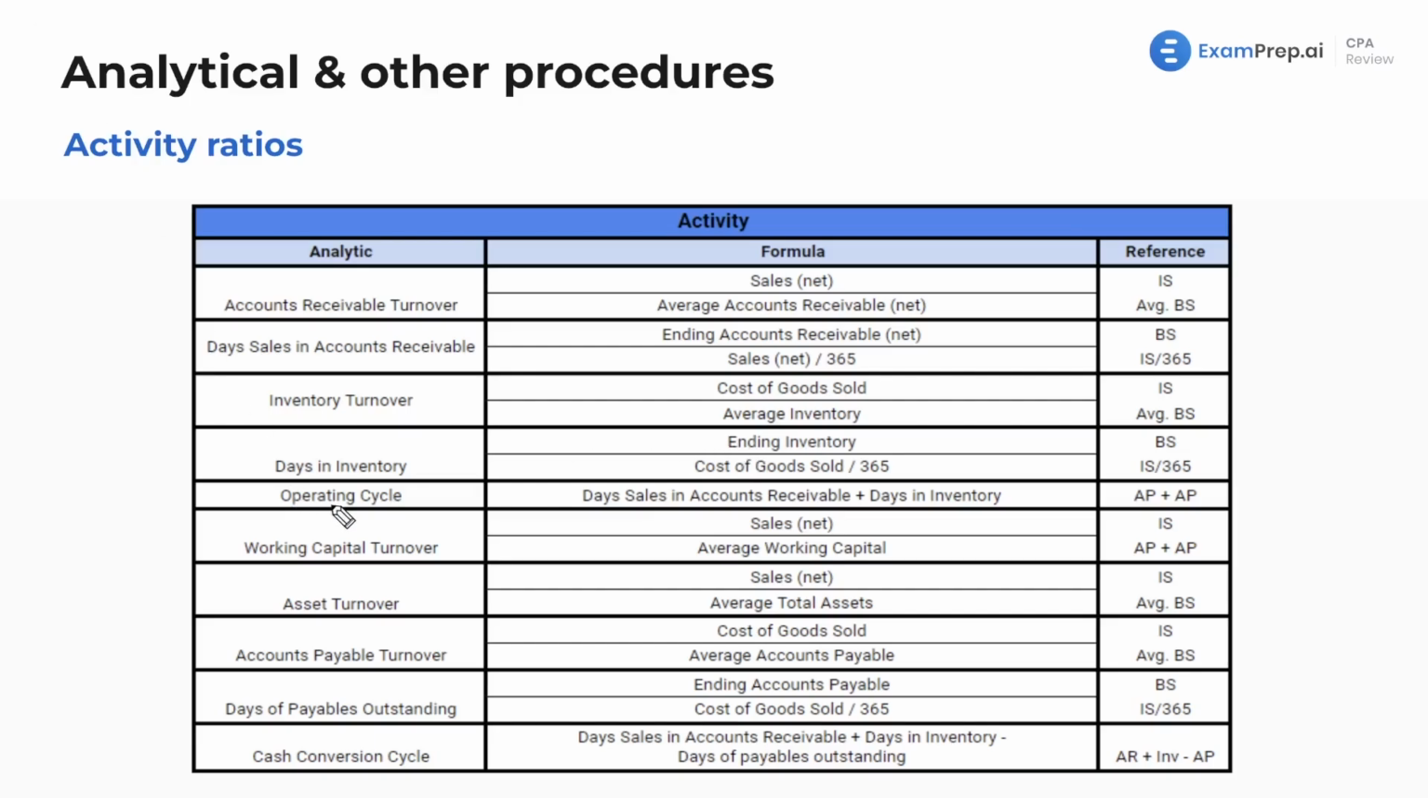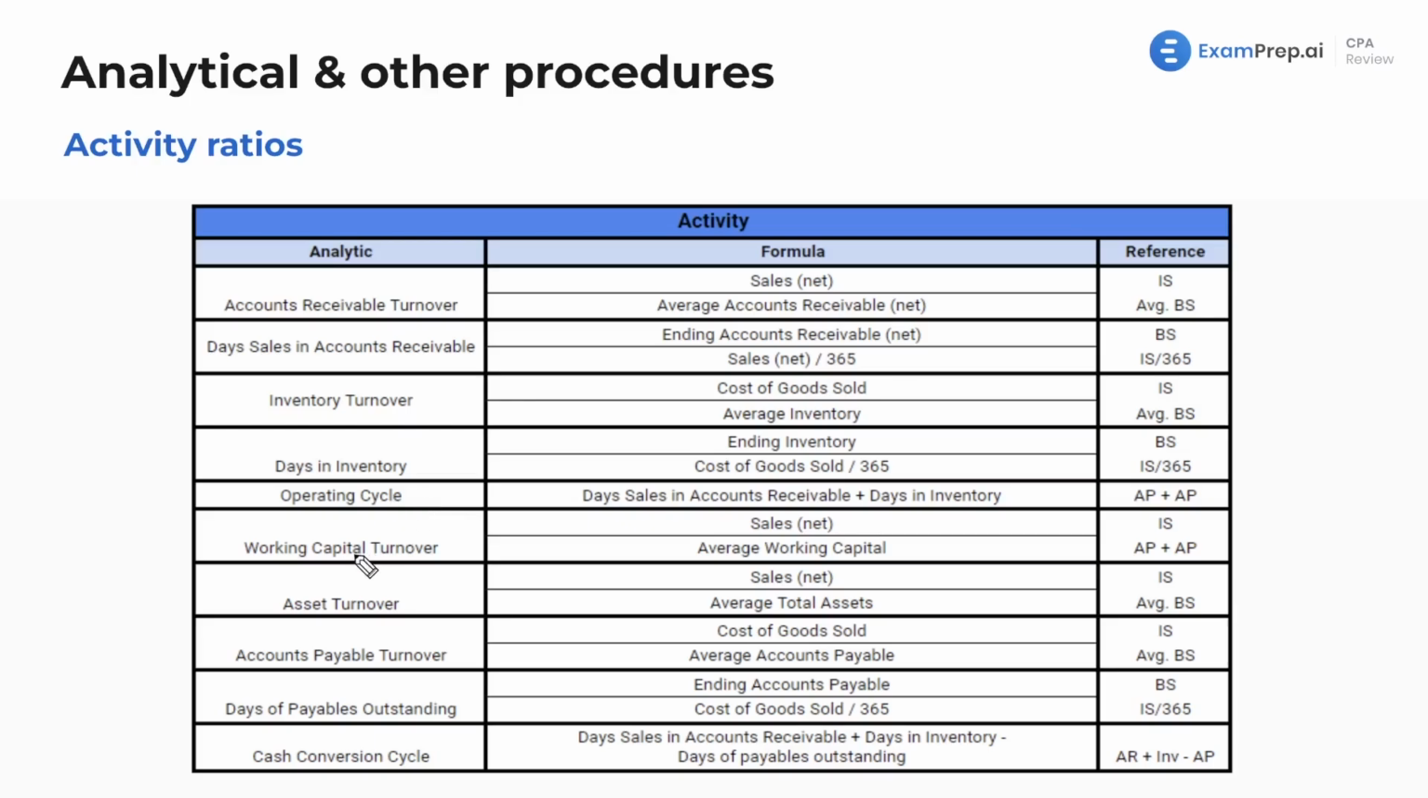We see here our operating cycle. That's our analytic we're going through. And this is going to be a measure of how quickly a company is able to convert its inventory into cash. It's going to be a measure of the efficiency of a company's internal financial operations. And we can compare this to competitors to see how efficient we are.